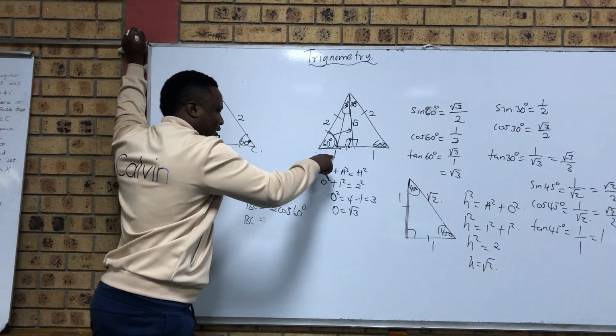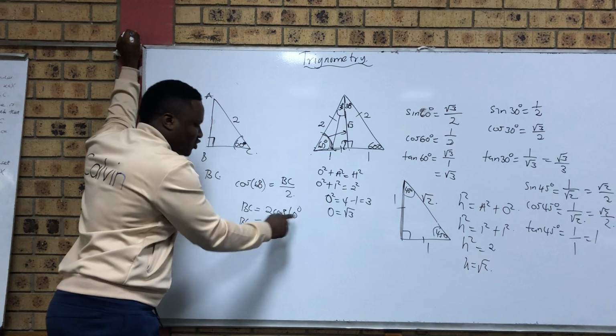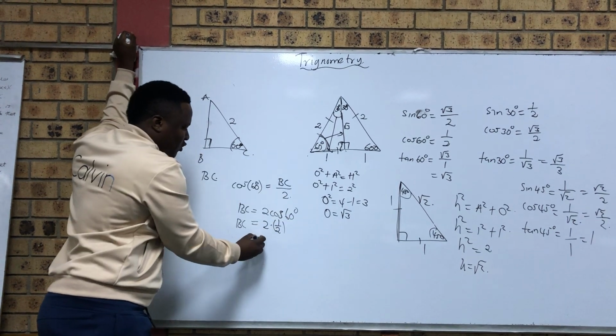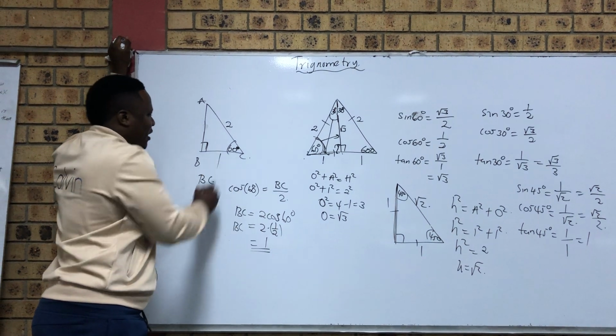You can come and say the adjacent is the same as what? 1 over what? 2. Cos of 60 is the same as 1 over 2, of which this will give you 2 multiplied by half is the same as 1. Then you come and write 1.